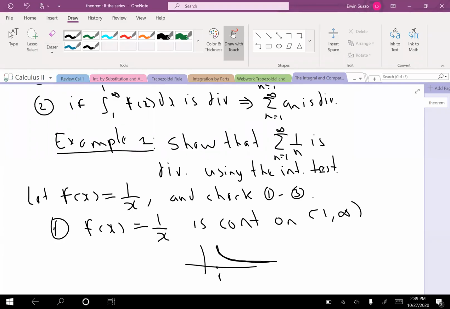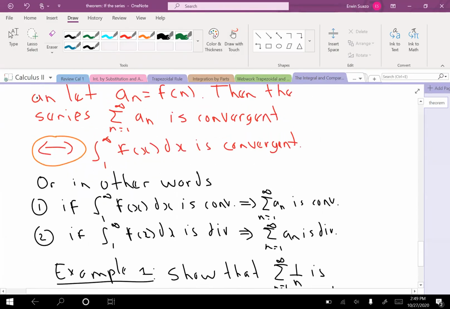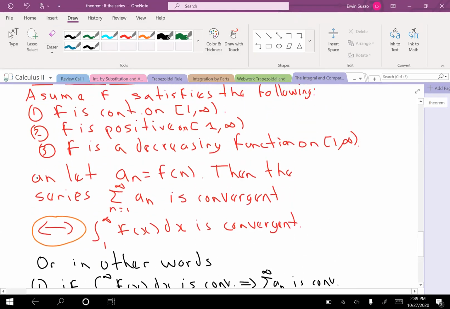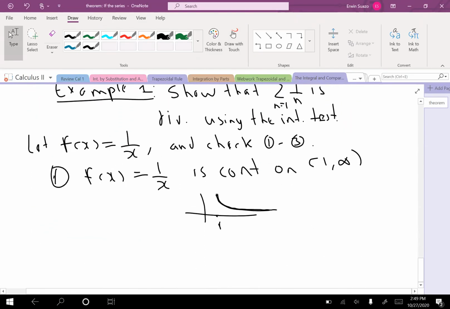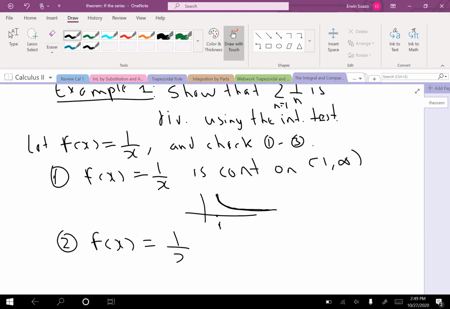The function is not continuous at 0 because I cannot divide by 0. Okay. So the other thing was f is positive. In 1 to infinity, f of x equals 1 over x is bigger than 0. You just need to see the graph, right? It's in the first quadrant. So it's good.